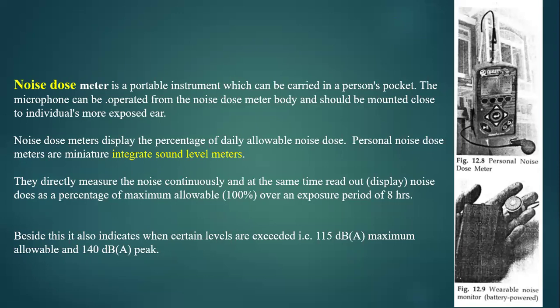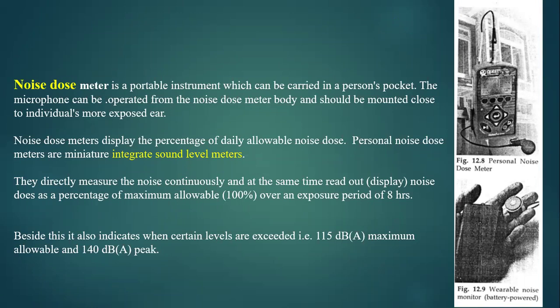A noise dose meter displays the percentage of daily allowable noise dose. A personal dose meter or miniature integrating sound level meters. This integrating sound level meter can calculate the average of the total exposure. Another one directly measures the noise continuously and at the same time reads out the percentage of maximum allowable, 100% over the exposed period of 8 hours. So 100% in the sense, I can say, for 8 hours, 90 decibels is a 100% exposure.